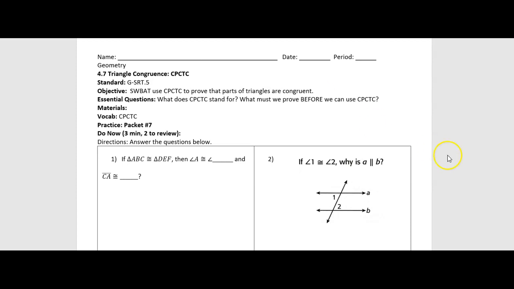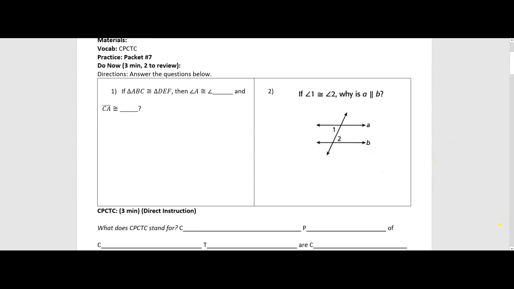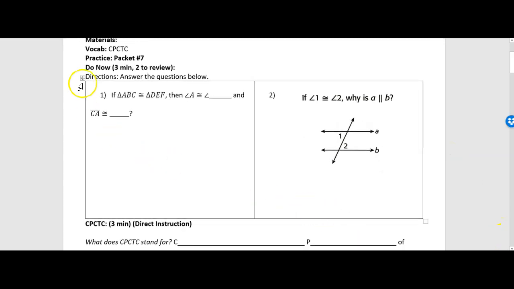Before we get going though, let's do a couple of warm-up problems, number 1 and number 2. Pause the video, take a couple minutes to do them, and then join us back for a discussion.